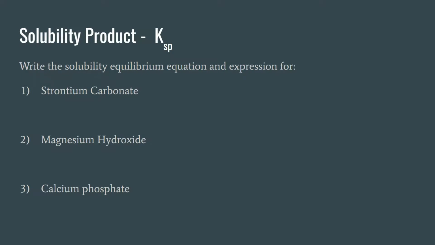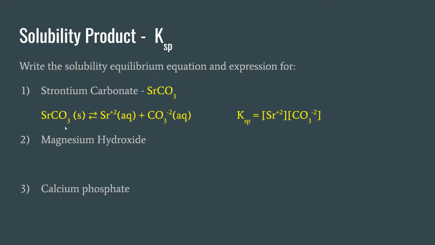Strontium is Sr, it's got a positive 2 charge. Carbonate is CO3 2 minus. So together we're going to get this formula of SrCO3. And from that I can write my equilibrium equation and my expression for it. That's just going to be the strontium carbonate solid breaking into the Sr 2 plus aqueous, the carbonate aqueous, and then my Ksp is nice and simple.